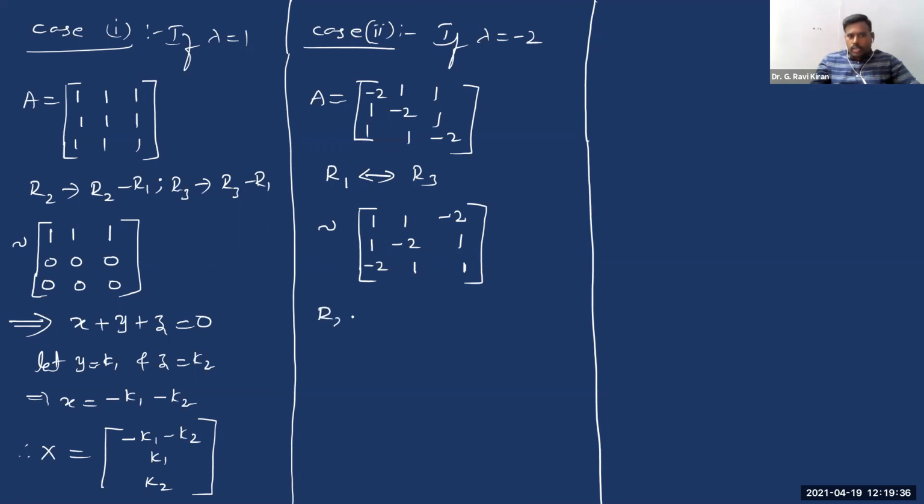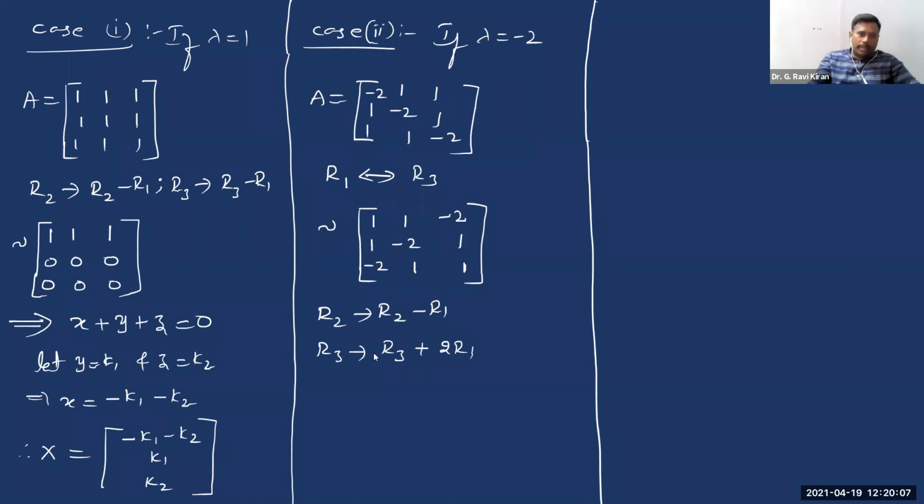Then R2 changes to make this 1 in the second row a 0. R2 changes to R2 minus R1. And then R3 changes to, see here it is a minus 2, and in the first row you have a 1 there. So when you multiply the first row with 2, you will get a plus 2. And if you add that to the third row, we'll get the third row first element as 0. So it is R3 plus 2R1, so that you see 2 minus 2, it is 0.